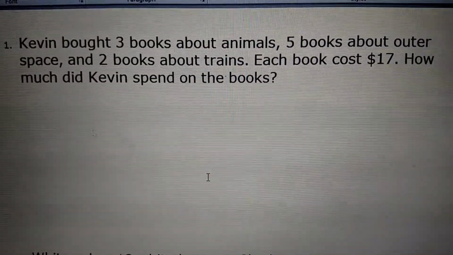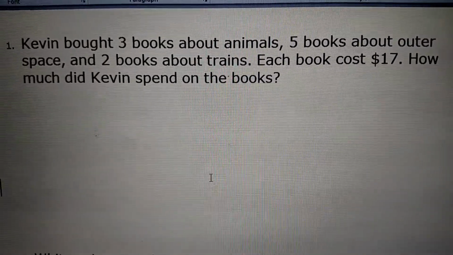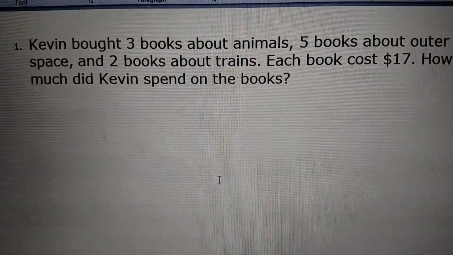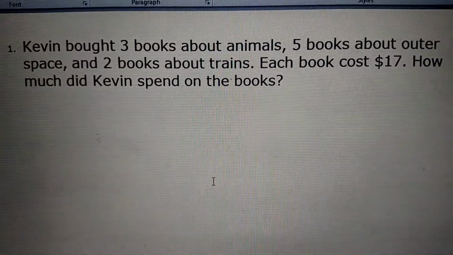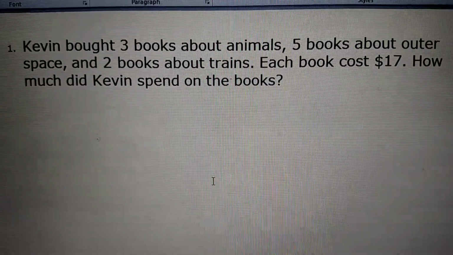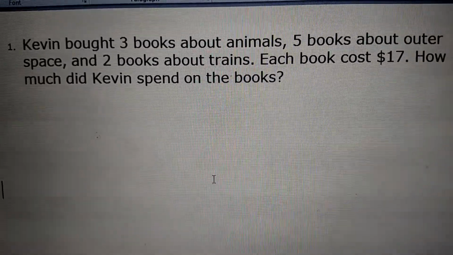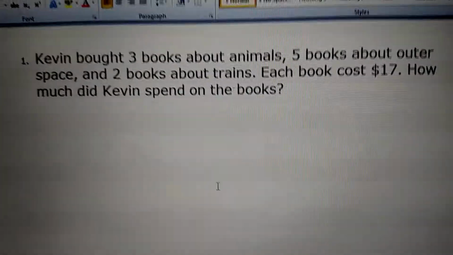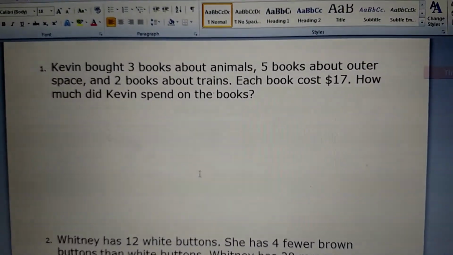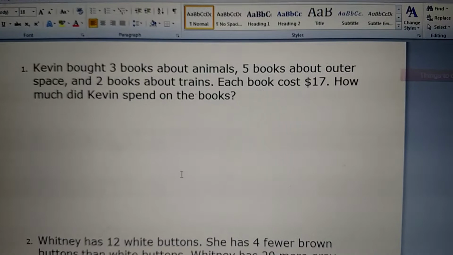Let me read it one more time. And how much did Kevin spend on the books? Okay. So he bought 3 animal books, 5 books about outer space, and 2 books about trains. Each book cost $17. How much did Kevin spend on the books? So the first thing I think I need to figure out is how many books did he have altogether?